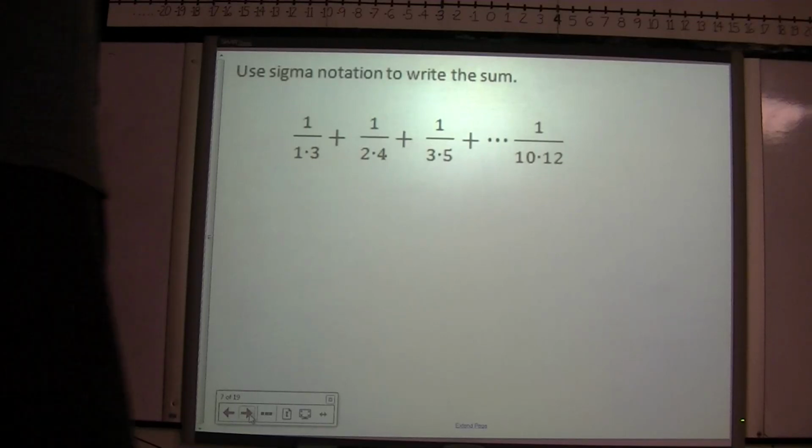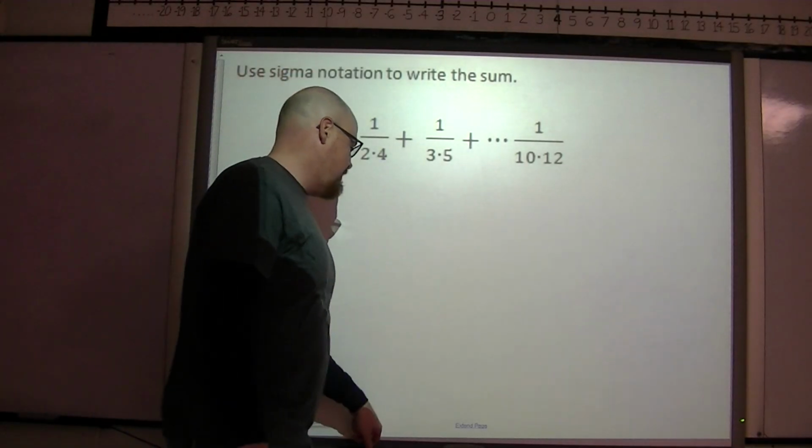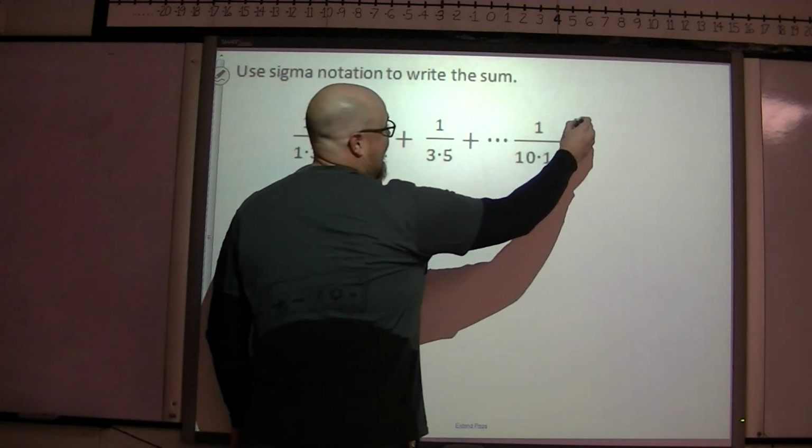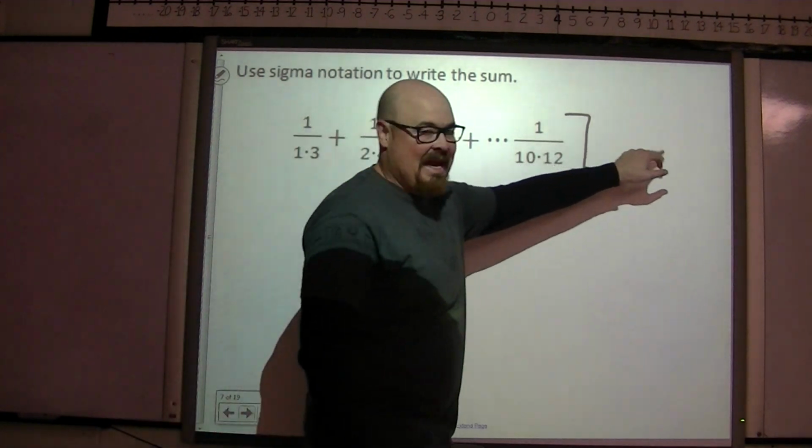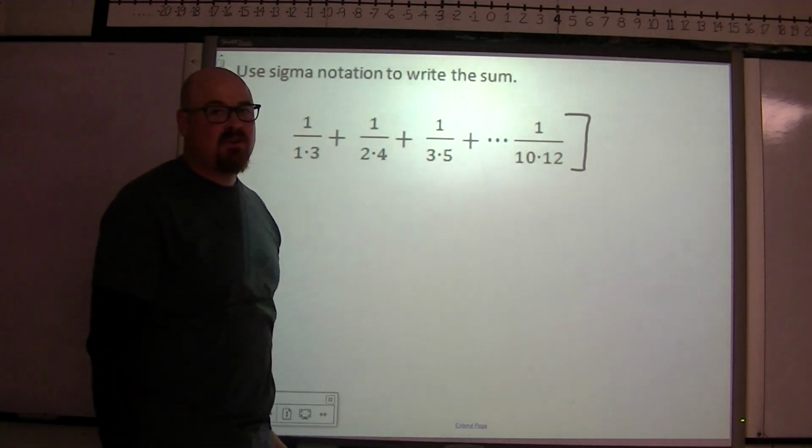Okay, here we go. Use sigma notation to write the sum. Right? We have a finite n. This is a finite sum. It's a partial sum, right? It's not dot, dot, dot after. It's saying this is the last term.